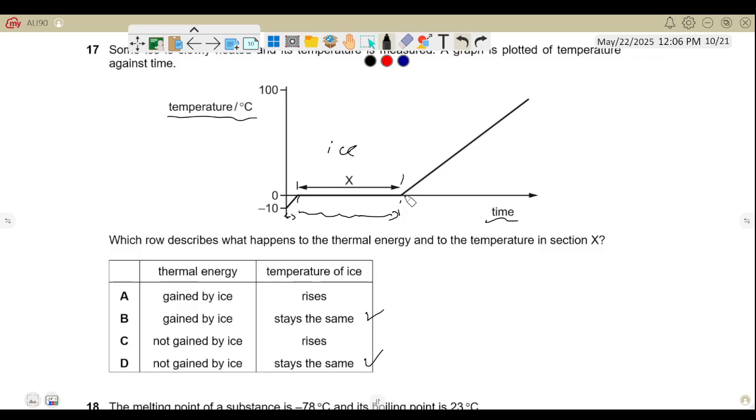As soon as we reach the total conversion of the ice into the water, it will start again to increase its temperature in a liquid phase, which means the B is the answer for this one. So the thermal energy is gained by ice, and it stays at the same temperature here.